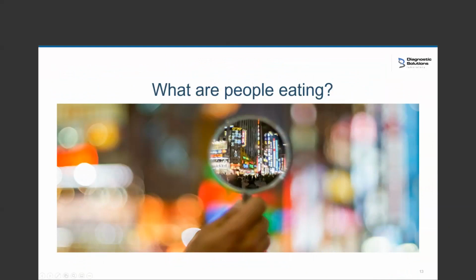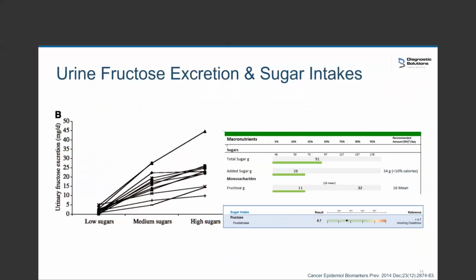So what are people eating? So using metabolomics for the simplest things as markers of what people are eating. So this is probably going to be familiar to a lot of people. So urine fructose levels increase with fructose intake. And so looking at how much fructose is somebody getting in their diet, which she's getting 11.